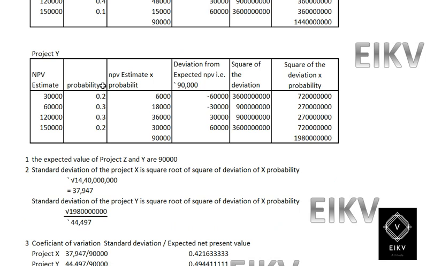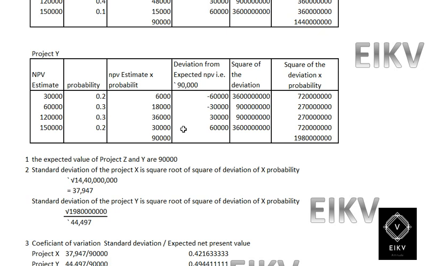The same way we need to compute it with project Y. So for project Y, the estimated cash inflows are 30, 60, 120 and 1,50,000. When we multiply with probability, we will get 9,000, 1,80,000, 18,000, 36,000 and 30,000. When we take the total, we will get the x dash or mean.